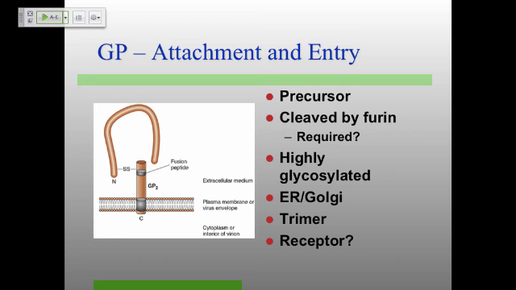GP is, again, a lot like the G protein that we find in the rhabdoviruses. It's made as a precursor protein, again, one big polypeptide that then gets chopped. That chopping process seems to be critical for exposing the fusion peptide. And again, this is a really common theme that we see again and again, and we're going to keep seeing throughout the rest of the course. It's cleaved by a cellular protease, so there doesn't seem to be an obvious viral protease encoded in the genome. It's all cellular proteases. And again, highly glycosylated, made in the ER and the Golgi. It's a trimer, et cetera.